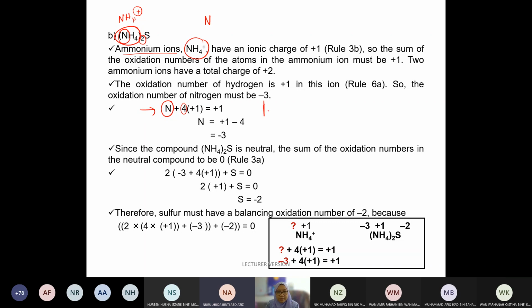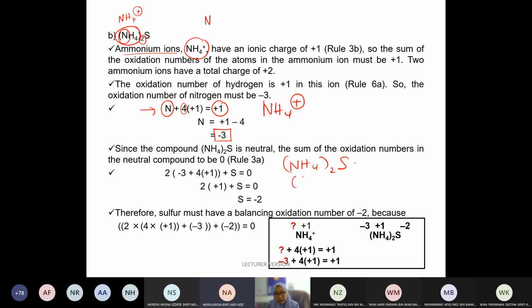So this is an ion, and this is a polyatomic ion. So its overall oxidation number is +1. So you solve it, and you will get for nitrogen -3. Once it is -3, then you can do it like before. So nitrogen and H, you can then combine with sulfur, right? Okay, alright. So now you can separate it.